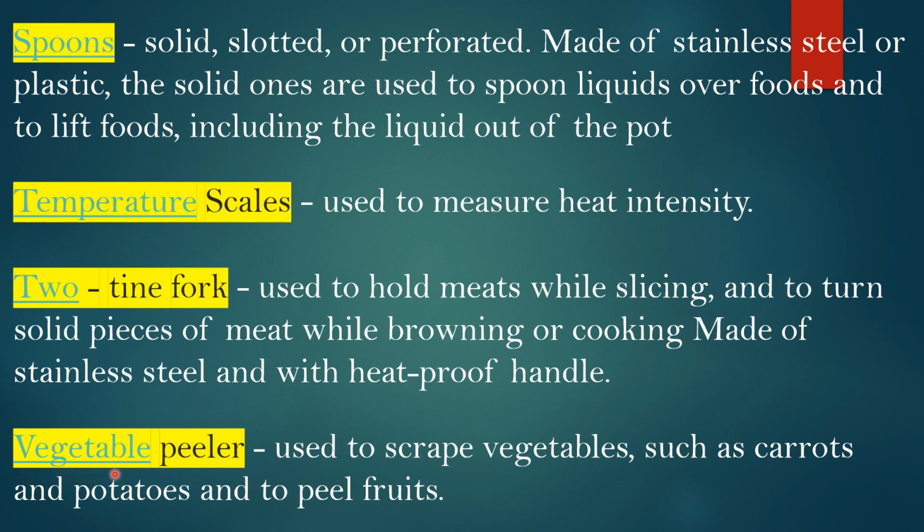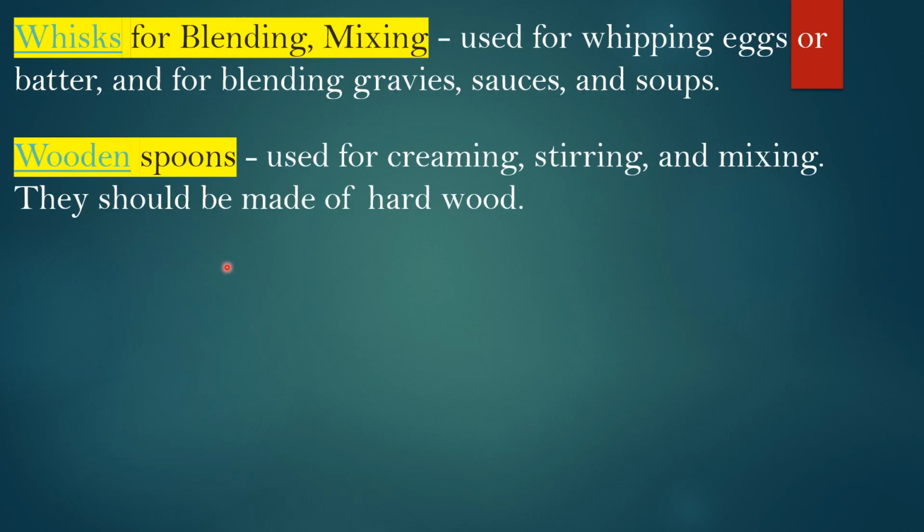And then we have vegetable peelers. It is used to scrape vegetables such as carrots and potatoes, and to peel fruits. And then we have the whisk for blending and mixing. It is used for whipping eggs or butter, and for blending gravies and sauces.